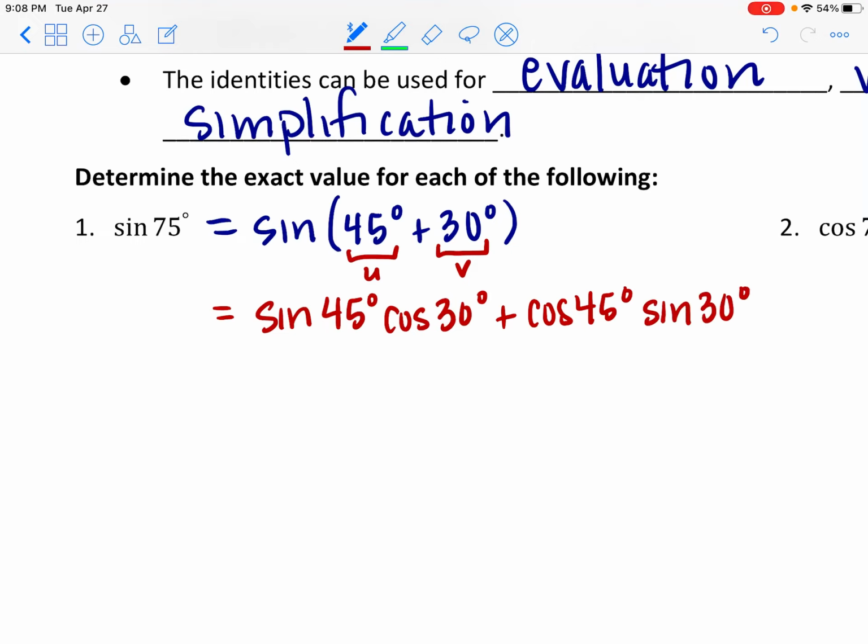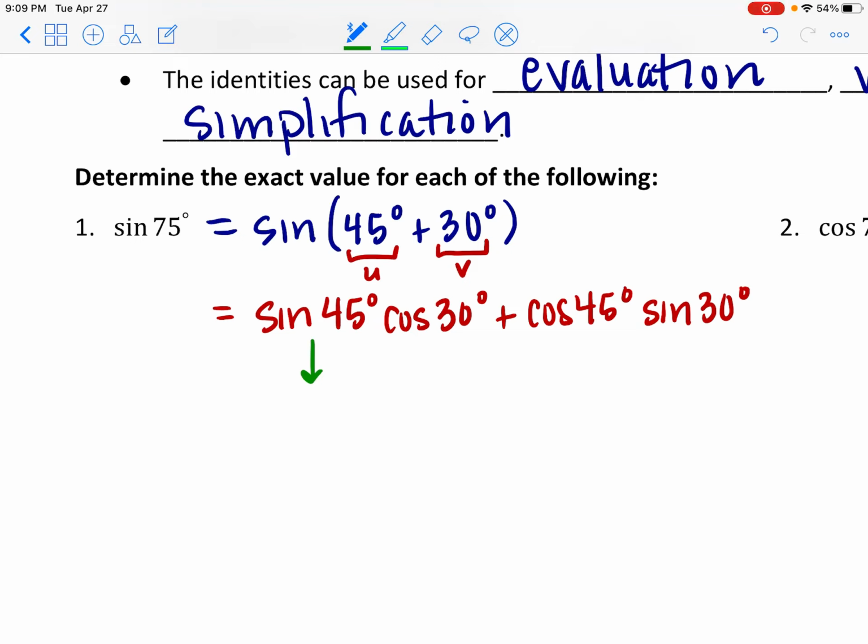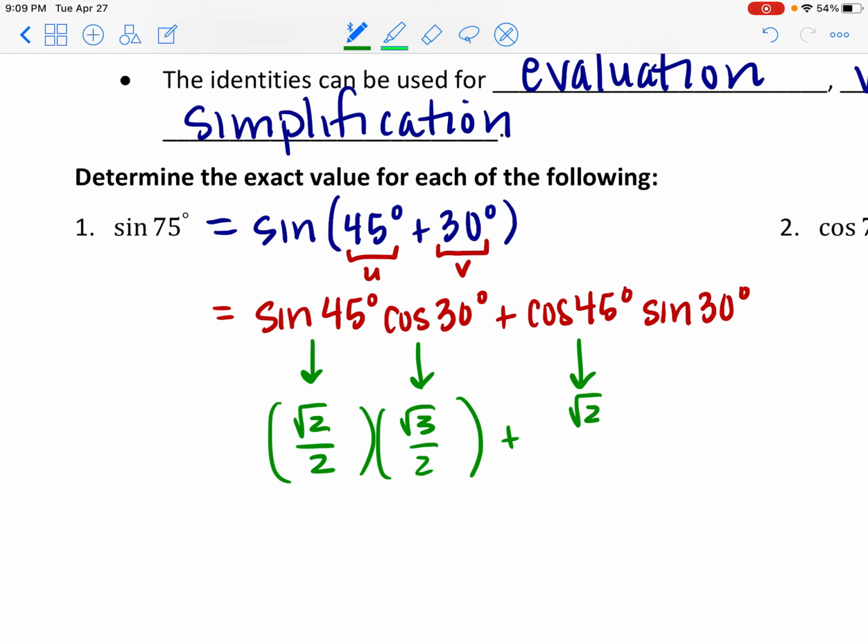Now that doesn't look much simpler, but sine and cosine of 45 and 30 degree angles, those are something we can get right from the unit circle. So using your unit circle, you would see that the sine of 45 degrees is exactly radical 2 over 2. And we would see that the cosine for 30 degrees is exactly radical 3 over 2. So the first part of this says we're going to multiply those. And then we're going to add the cosine of 45, which again is going to be a radical 2 over 2, multiplied by the sine of 30. And the sine of 30 is a half.